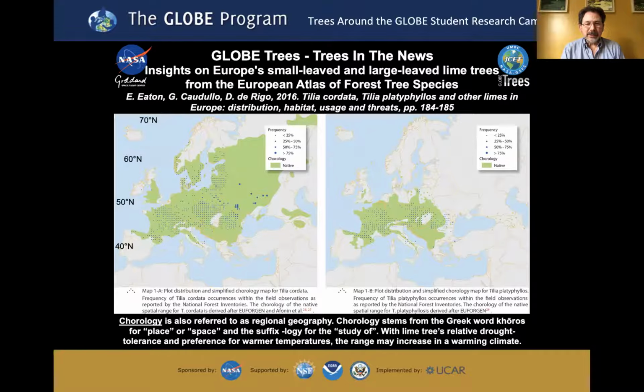And so the small leaf on the left and the large leaf on the right have different ranges and obviously different temperature sensitivities. They don't tend to like it being super cold, and they don't tend to like it being super hot, or hot and dry at the very least. That's one thing you could take away from this. So just an illustration of the kind of insight that you'll get if you go to the European Atlas of Forest Tree Species and check it out. Next slide.